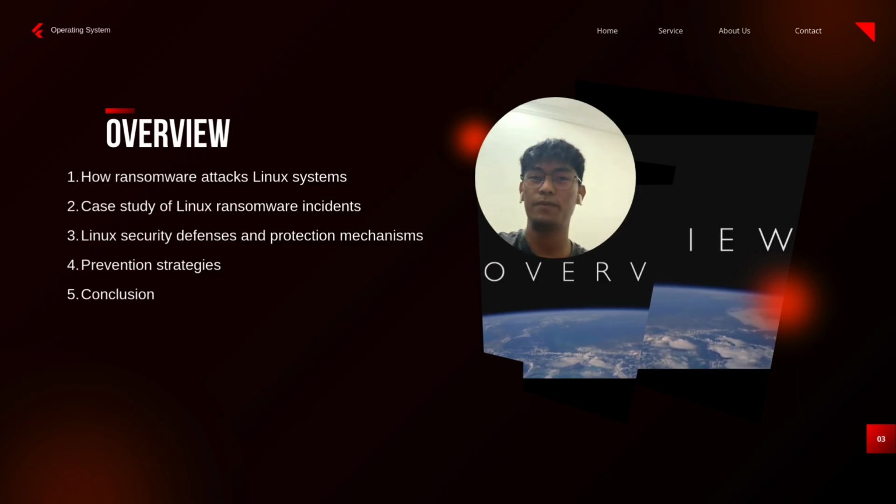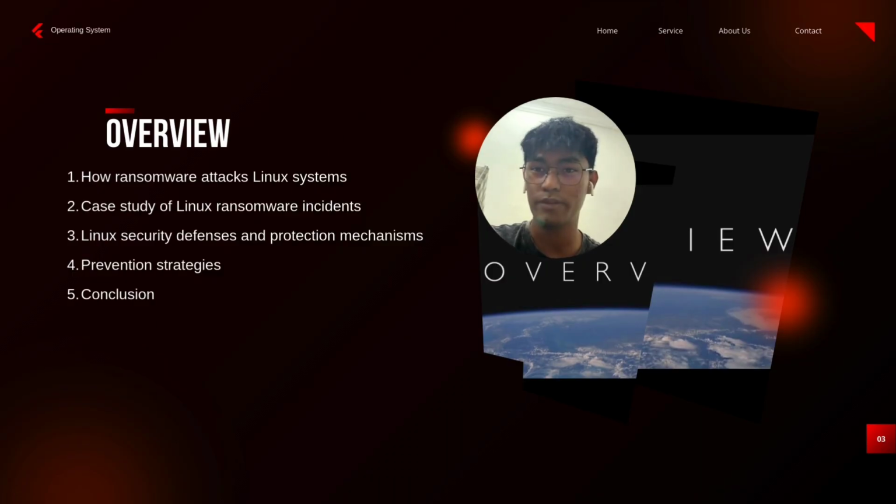Now, I will give you a bit of an overview of what we'll be getting into next. Up first, we will explain how ransomware attacks Linux systems, including common methods such as SSH brute force attacks, unpatched vulnerabilities, malicious scripts, and cron jobs, along with a step-by-step attack process. After that, we will get into Linux ransomware case studies, discussing how attackers gain access, the damage caused, and the impact on the affected system or organization.